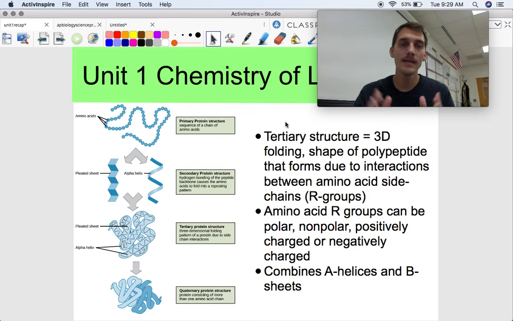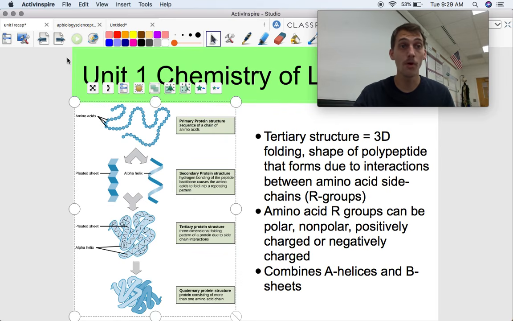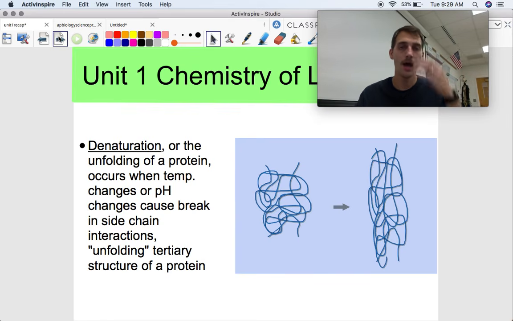But the main thing that you need to know is that the way that the helices and the sheets fold together and start to combine is because of side chain interactions. That's the main thing about tertiary structure, that you're starting to get a functional polypeptide, because it's starting to fold and form this unique shape because of those R group interactions.